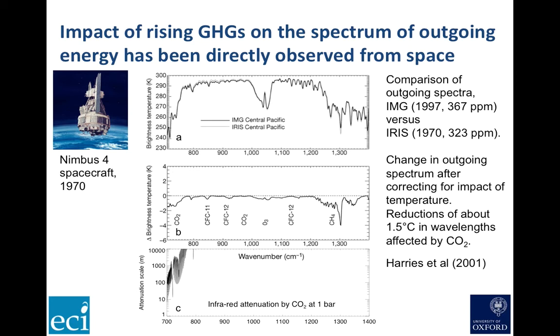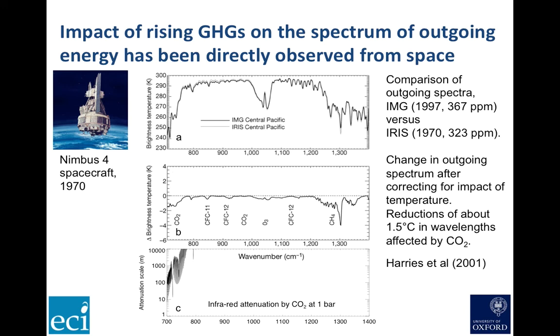This slide's been modified from the version shown in court to include panel B, also from Harries et al., showing the decrease in the apparent, or what's called the brightness temperature, at individual wavelengths. And I've also included panel C, showing the carbon dioxide attenuation spectrum that I showed you earlier on the same scale. Most of the carbon dioxide absorption feature is off to the left of this graph, beyond the spectral wavelengths that the IRIS instrument could measure.